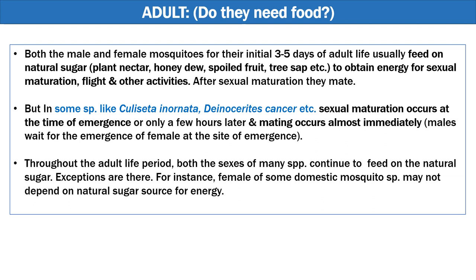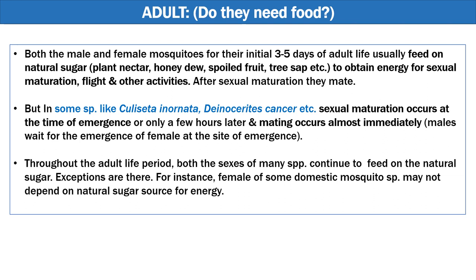After sexual maturation, they mate. But in some species like Culicetta inornata, Deinocerites cancer, etc., sexual maturation occurs at the time of emergence or only a few hours later of their emergence, and therefore mating occurs almost immediately. In those cases, males wait for the emergence of female at the site of emergence.